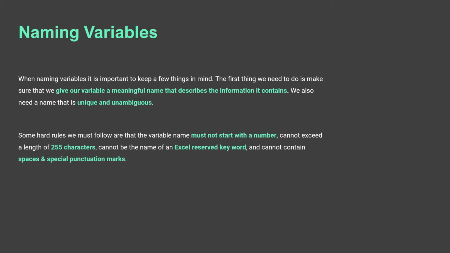Now, when it comes to naming variables, we'll find that there are kind of two groups of rules. Some of them are hard rules. So if we break those rules, we will commit a syntax error. And then some of them are soft rules. So even if we break them, it won't commit a syntax error, but it's not necessarily setting us up for success later in our program.